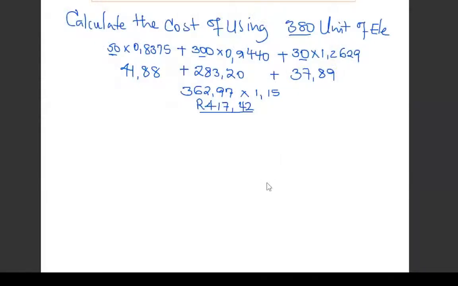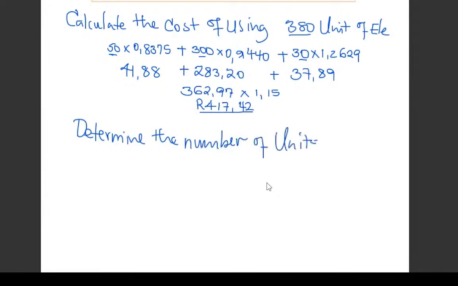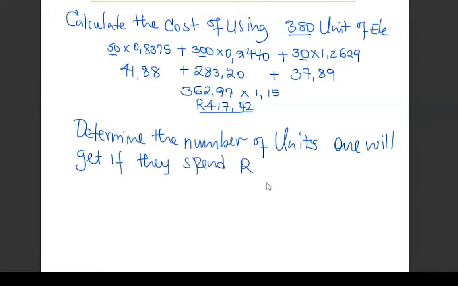All right, let's look at this scenario whereby we determine the number of units one will get if they spend 591 rand 69 cents. So now we shall be working backwards.